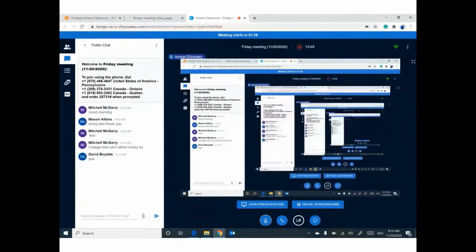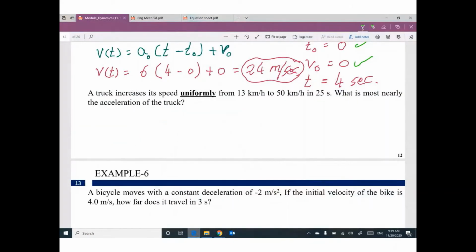One more example. We have a truck that increases its speed uniformly. This term is very important. What is the meaning of increasing speed uniformly? Uniformly means constant acceleration. Uniformly means constant value, constant acceleration.